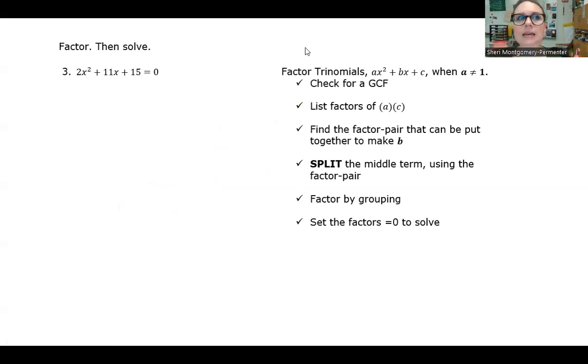So for today, it says factor and then solve. But with this problem, do you see how the leading coefficient is not 1? Is there a GCF that we could divide out and make it 1? No. So this is how you can solve when you have leading coefficient not equal to 1. This method is called different things, but we're going to split the middle.